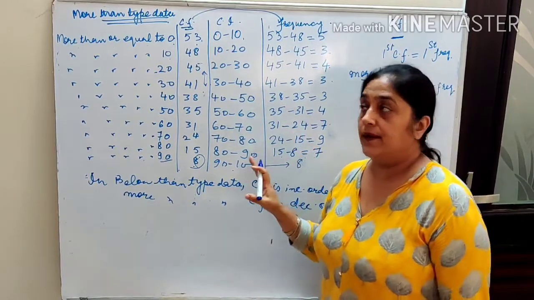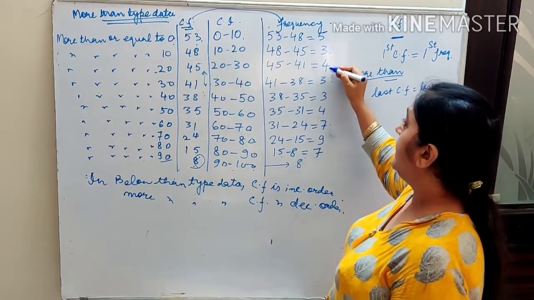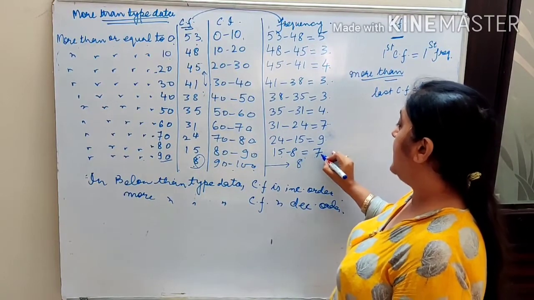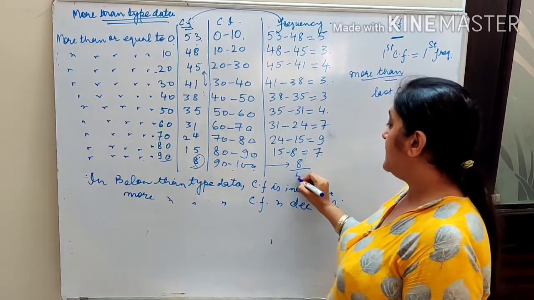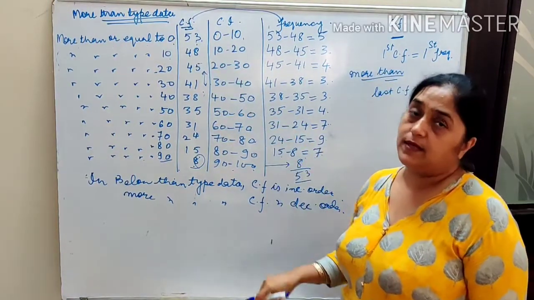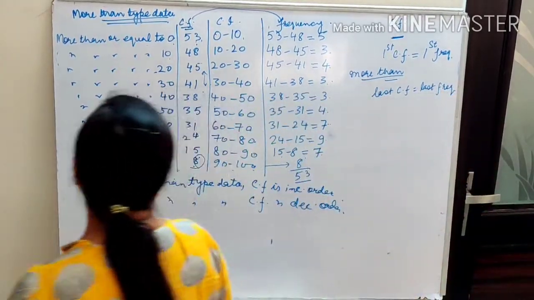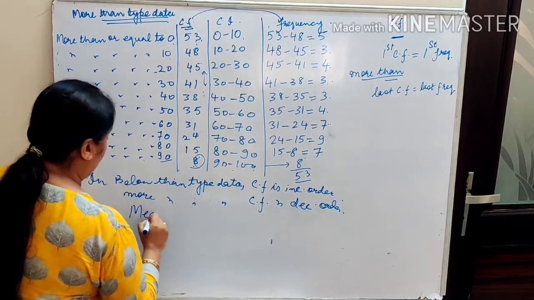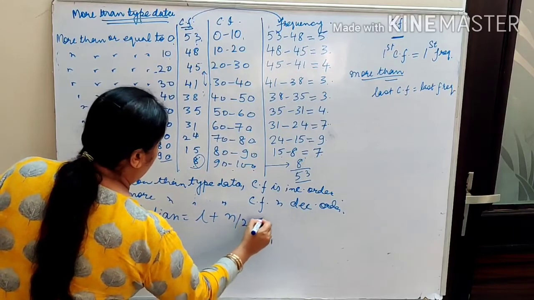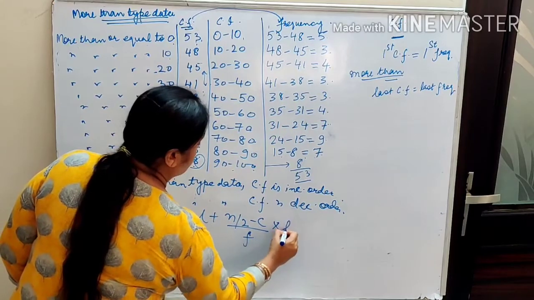Now you can find out the median. What was the way to find median? First, you total it. 5 plus 3 is 8, 12, 15, 18, 22, 29, 38, 38 and 15, total is 53. So that total is matching with this 53. That means we have done our calculation right. Now how to find out median? What was the formula for median? Median was equal to L plus n by 2 minus C upon F into H.